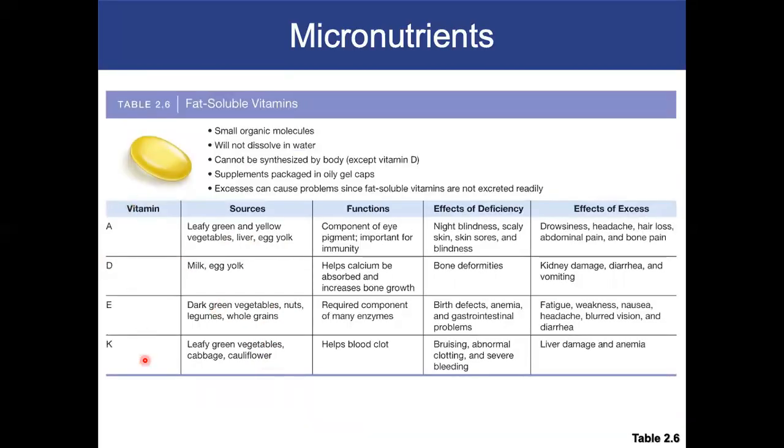Fat-soluble vitamins: A, D, E, and K. Take a look at where we get them from. Here are their functions. A is for eye pigment and immunity, D is for calcium absorption, E is a component, a coenzyme, and K is for blood clotting. If you don't have enough of them, here you go: skin sores, blindness, bone deformities because you're not getting in enough calcium, birth defects, anemia, bruising, abnormal clotting, and severe bleeding.